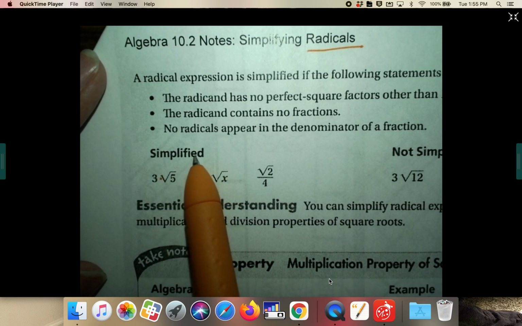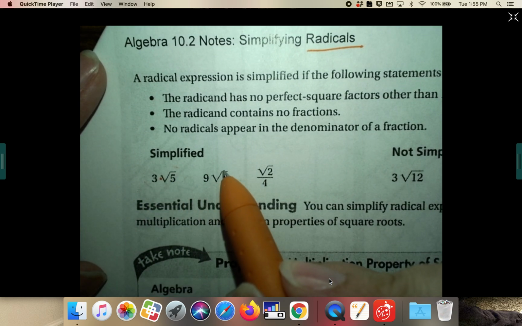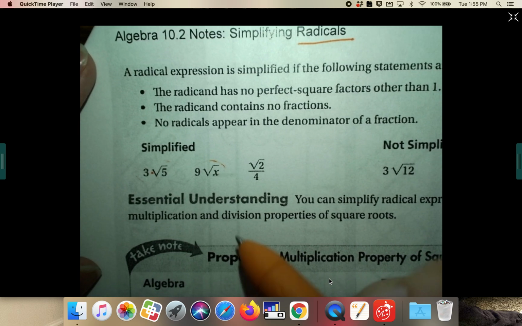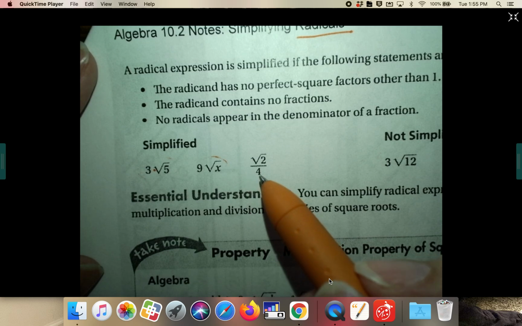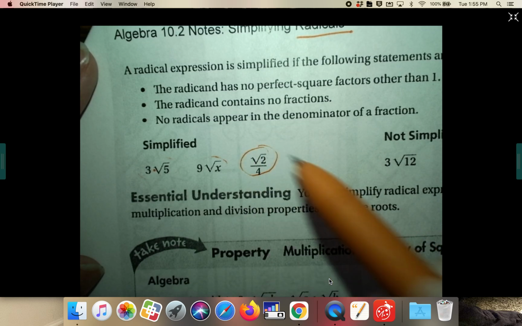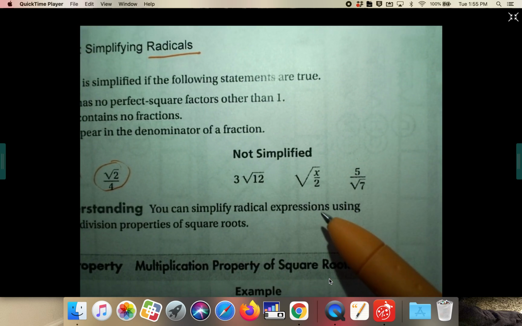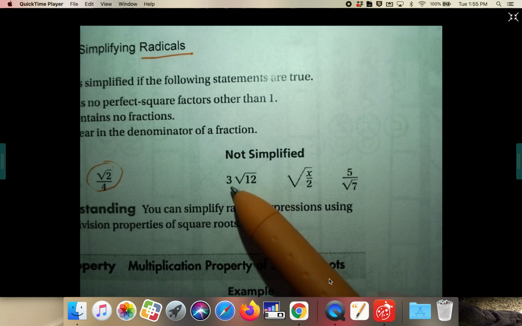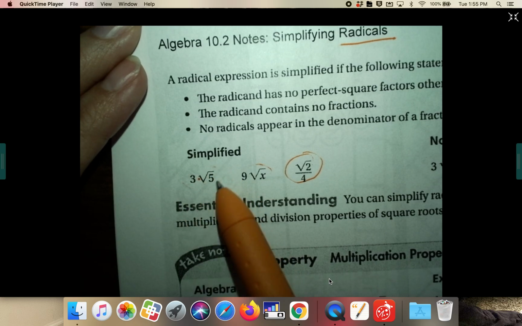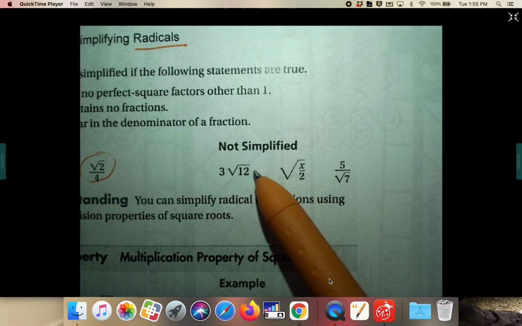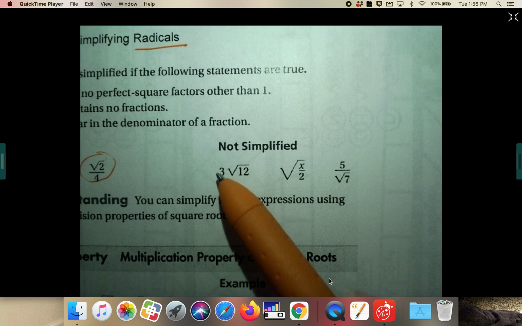So these are simplified. 3 root 5 is simplified. 9 times the square root of x is simplified. You can have a radical in the numerator. You cannot have one in the denominator. So this is also simplified. These are examples of radicals that are not simplified. The reason that this is not simplified, but this one is, is because we can actually pull out a number.